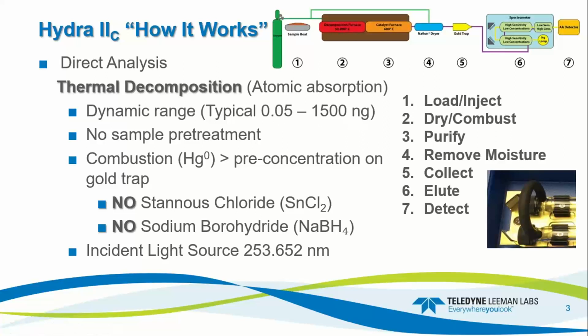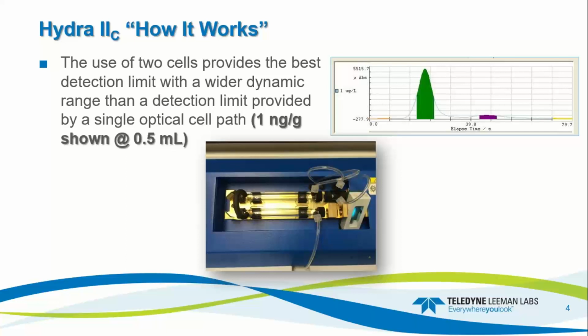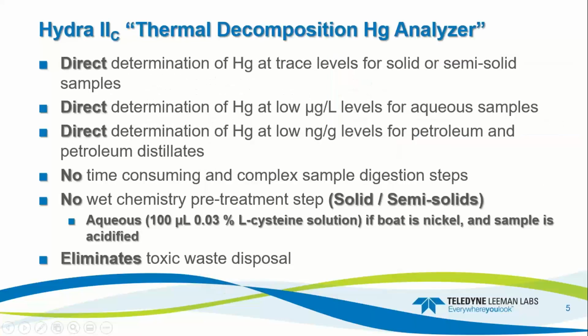You don't need sample pretreatment. Combust the sample to create elemental mercury, Hg0, and then that collects on a gold trap. So no stannous, no sodium borohydride, and the light source is 253.652. So the use of 2 cells will give us a wider dynamic range for determination of mercury, and the system will automatically pick the long path or the short path cell depending on the response, or the microabsorbance units, in that sample. Here I'm showing a 1 nanogram per gram at a 0.5 ml sample. So nice peak. Here's the sensitive cell, and this is the least sensitive cell here.